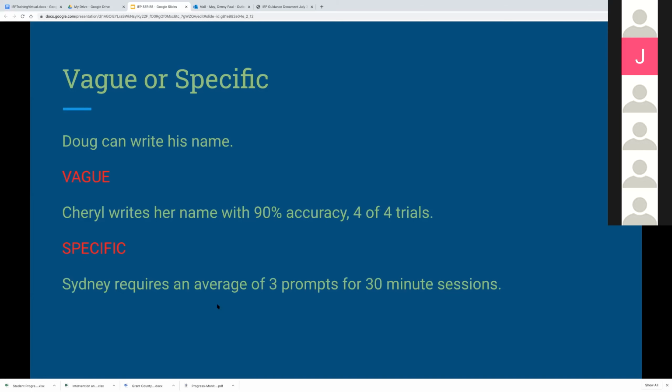It's specific. Sydney requires an average of 3 prompts for 30-minute sessions. Vague or specific? We're working on the Sydney one now. Sydney requires an average of 3 prompts for 30-minute sessions.